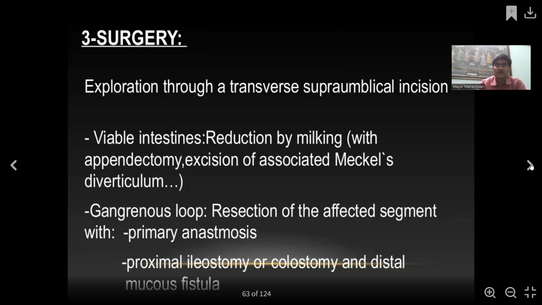Surgery. If any need of surgery is required, then you have to explore the patient through a transverse supraumbilical incision. If there are viable intestines, then reduce by milking. And usually we do appendectomy, or if there is an associated mucous diverticulum, you have to do a diverticulectomy. If there are gangrenous loops, resection of the affected segment with primary anastomosis has to be done. Primary ileostomy or mucous fistula formation is done if really needed.